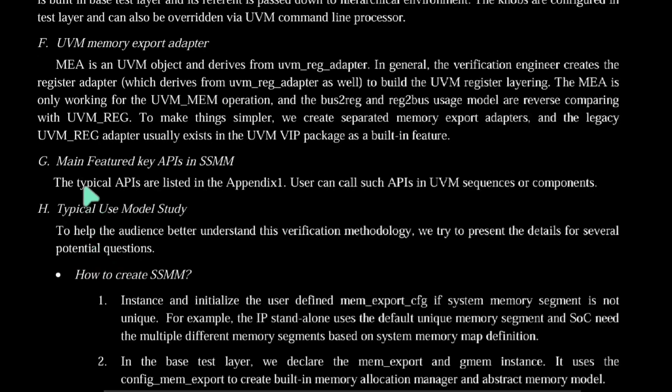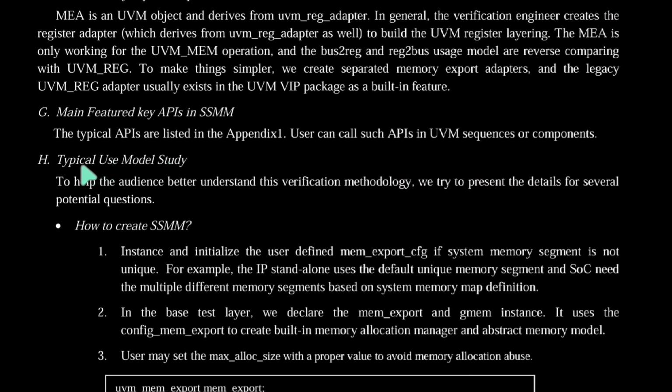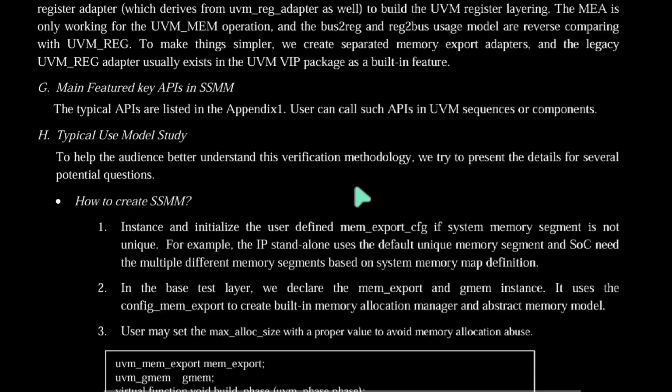G. Main features and key APIs in SSMM. The typical APIs are listed in Appendix 1. Users can call such APIs in UVM sequences or components. H. The typical use model study. To help the audience better understand this verification methodology, we try to present the details for several potential questions.